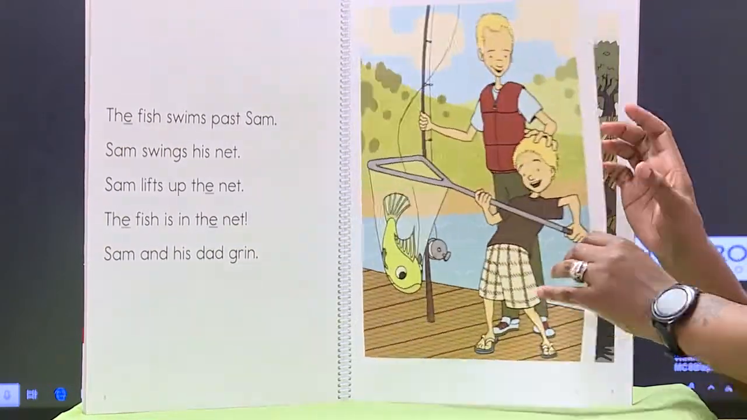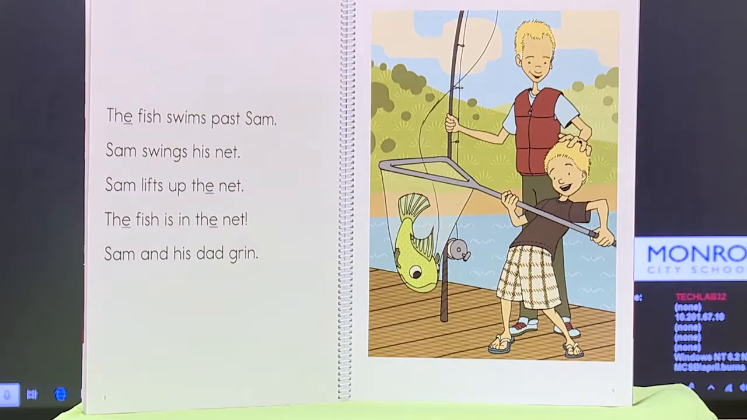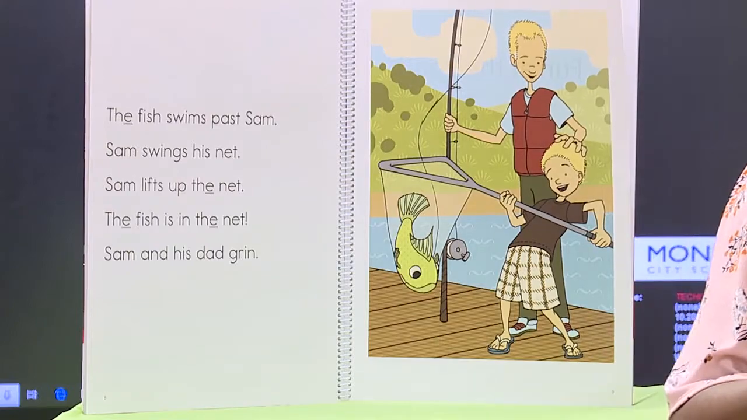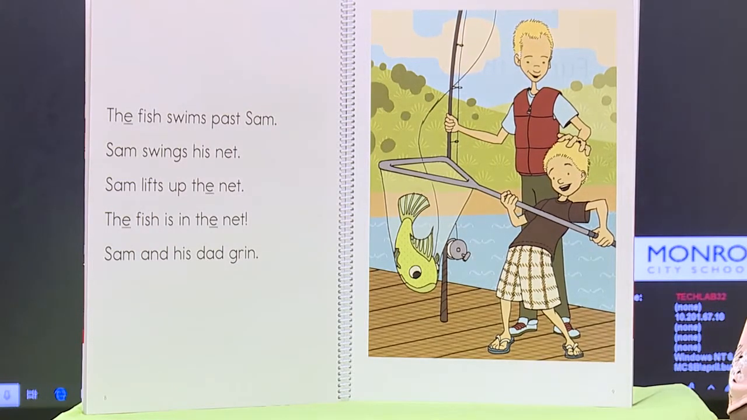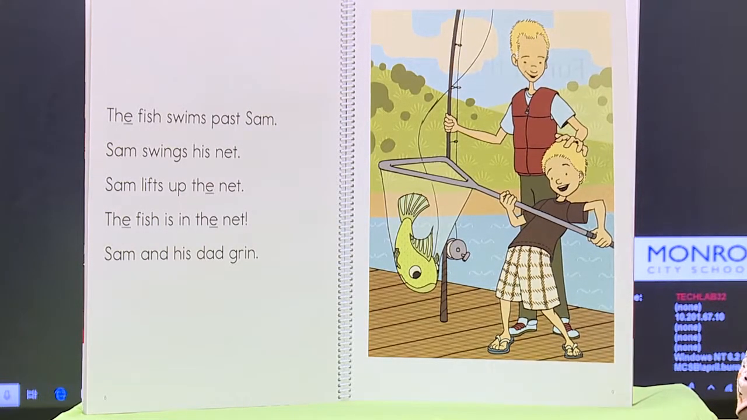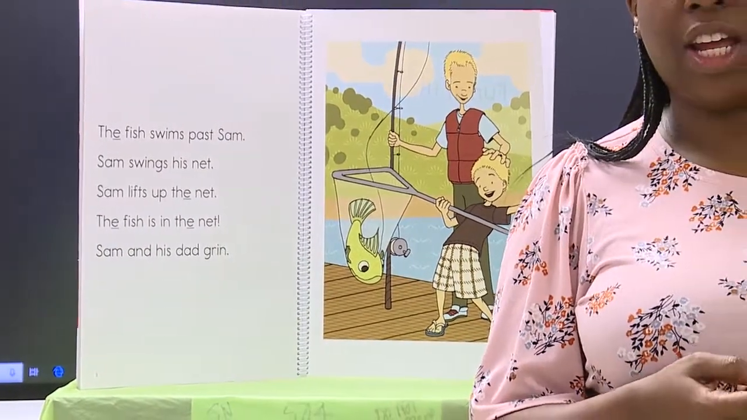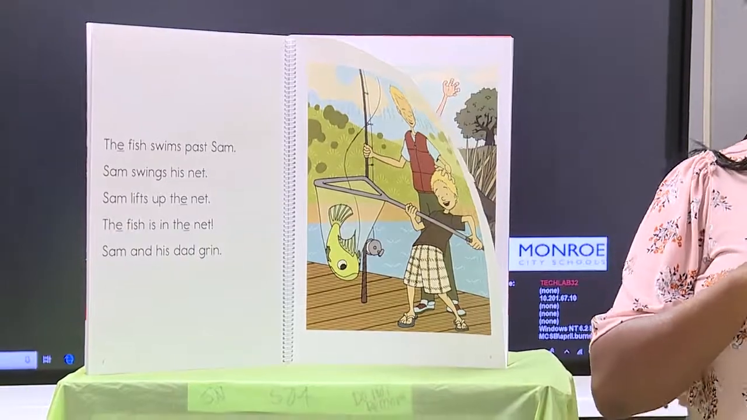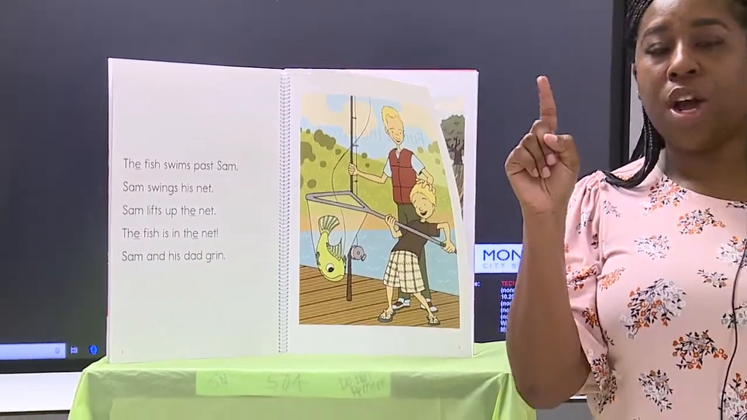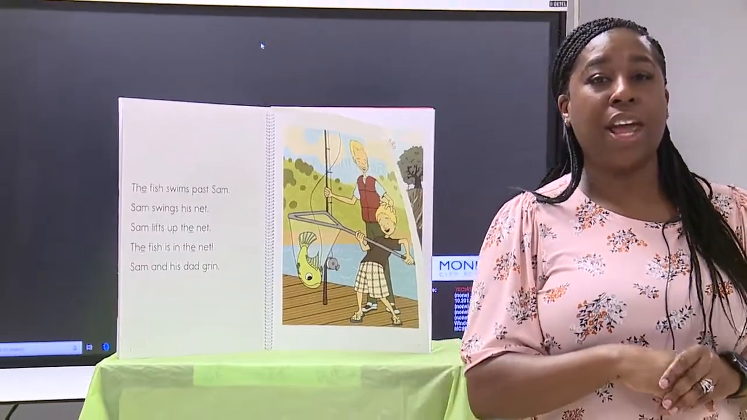And guys, that is the end of my story of Sam and the Fish. Remember, a book has different parts. It has a front and a back. It has an author and an illustrator. And remember, when you're reading, use this very important finger to help you follow along and to be able to read carefully.